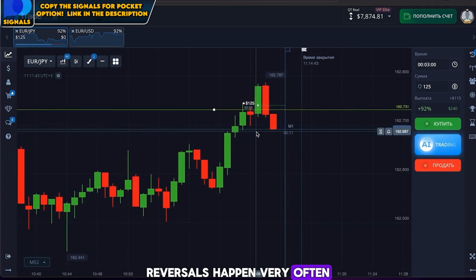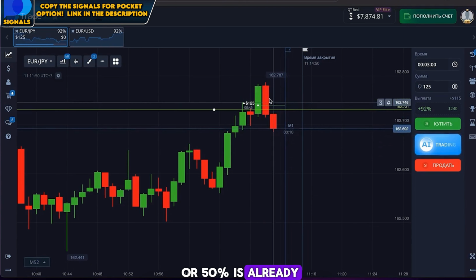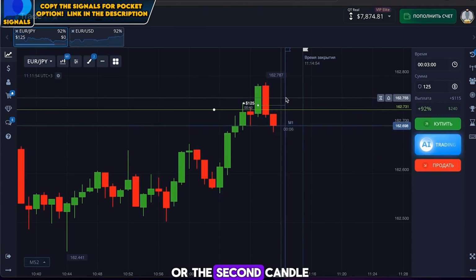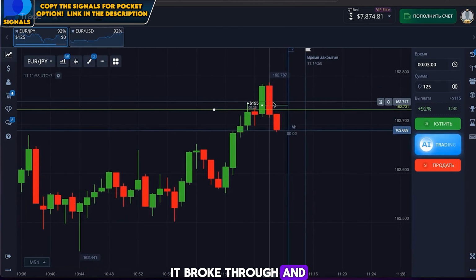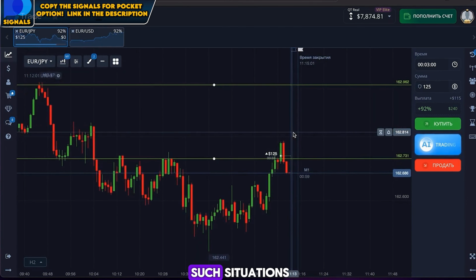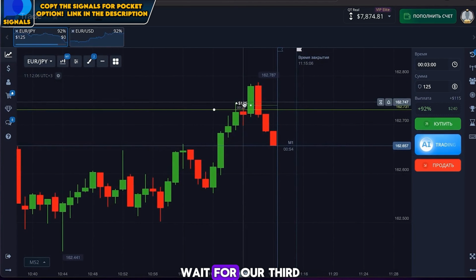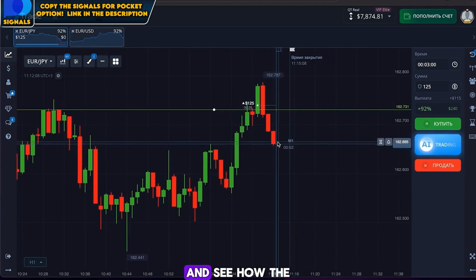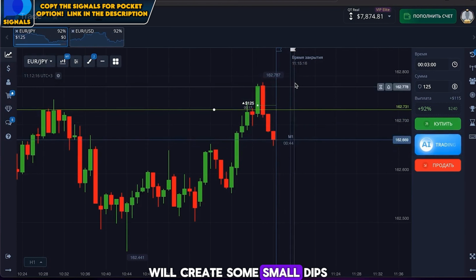Reversals happen very often, 50%, 50%. Either it's going up, or 50% is already turning around after the first candle or the second candle. It's turning down, meaning when it reached the maximum, it broke through and then turned down. What to do in such situations? In such situations, we just need to calmly wait for our third trade right here and see how the price behaves. If it starts to turn around again for an upward trend, we'll create some small dips.